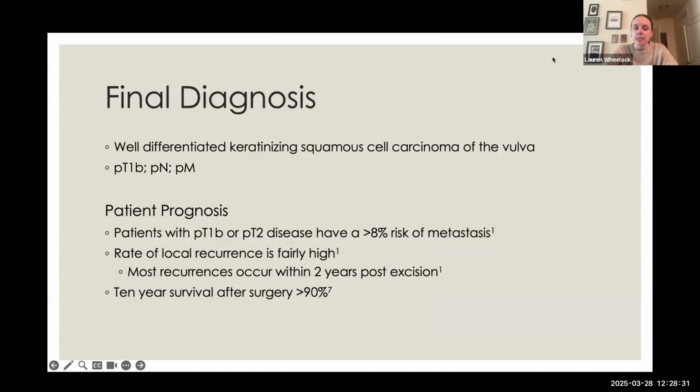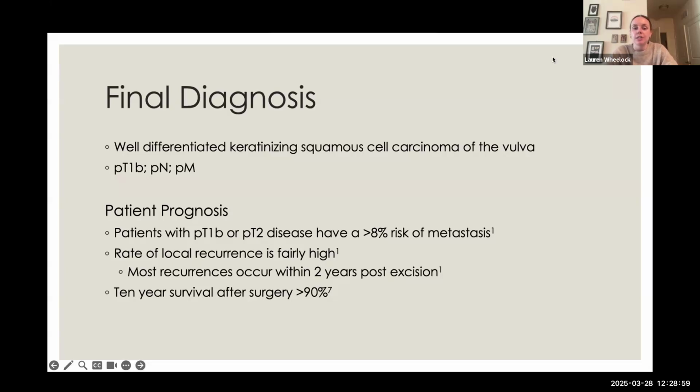Prognosis-wise, patients with pT1B or pT2 disease have a greater than 8% risk of metastasis and a fairly high rate of local recurrence. Of note, most of the recurrences will happen within 2 years after initial treatment. The 10-year survival rate after surgery overall is greater than 90%. So these lesions do have a fairly high survival rate.